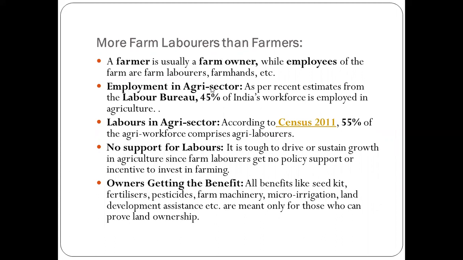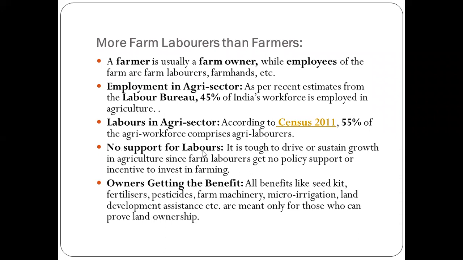Second point is employment in the agriculture sector. As per some estimates from the Labor Bureau, 45% of India's workers are employed in the agriculture sector, meaning around 45% of the total population is working in this sector. According to Census 2011, 55% of agricultural workers comprised agricultural laborers, meaning in 2011, 55% of people came in the category of laborers.